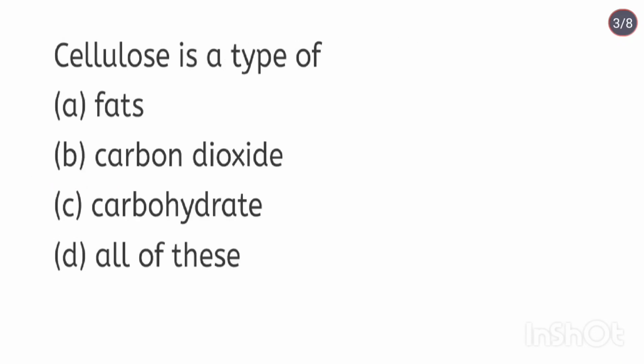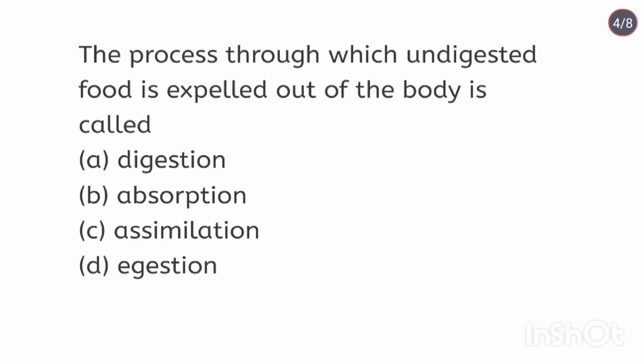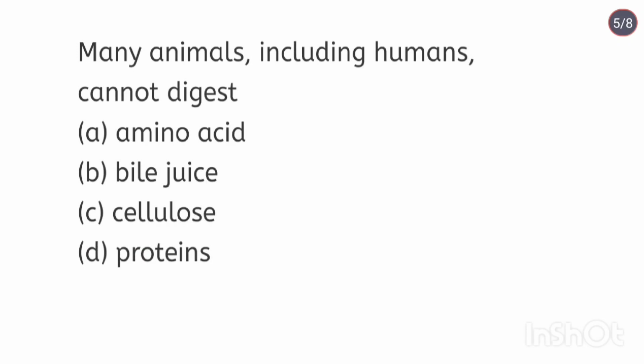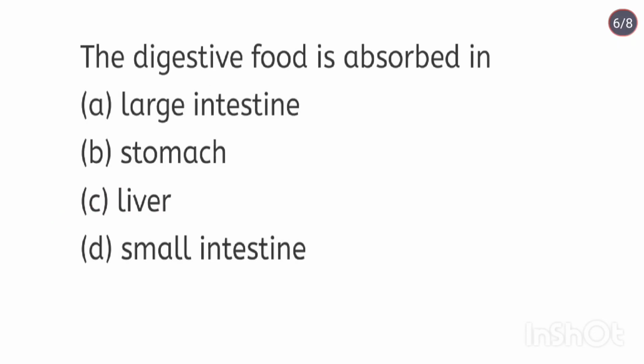Cellulose is a type of carbohydrate. The process through which undigested food is expelled out of the body is called egestion. Many animals, including humans, cannot digest cellulose. The digestive food is absorbed in small intestine.